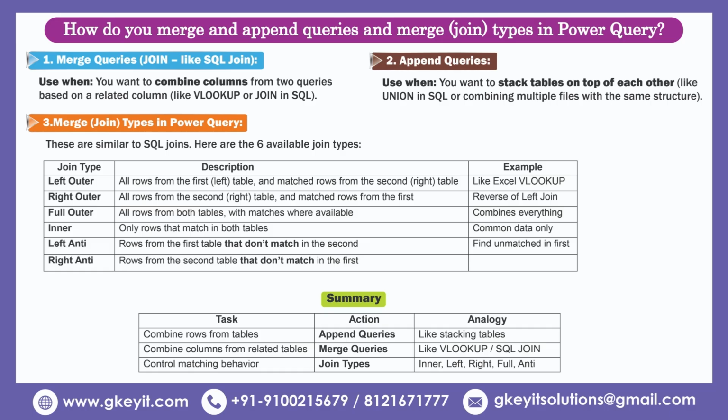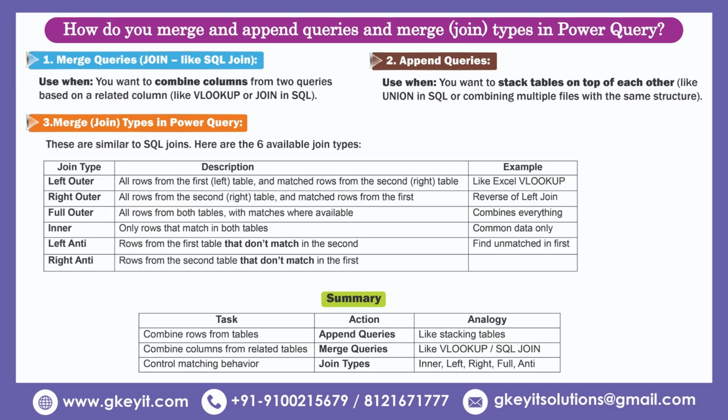There are another two types which are not there in SQL: left anti, which gives the rows from the first table that don't match in the second, so it finds unmatched rows in the first. And right anti merge type, which gives the rows from the second table that don't match in the first table, that is the left table, so it finds unmatched rows in the second table.